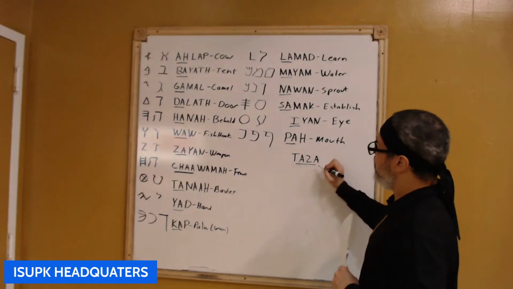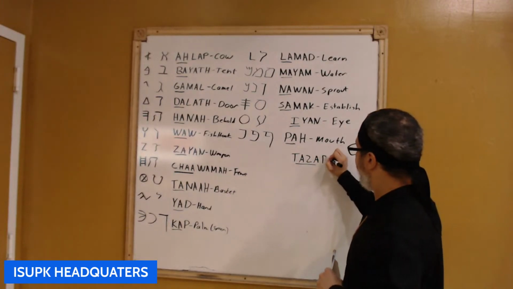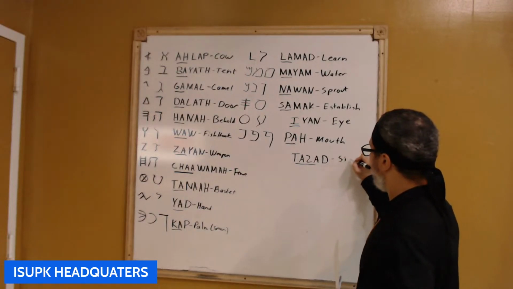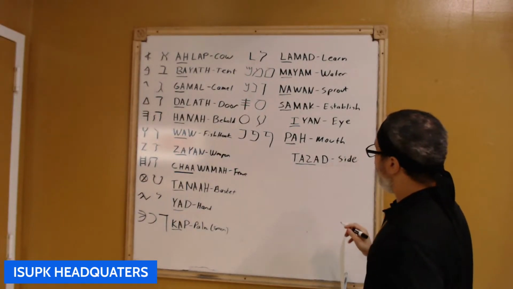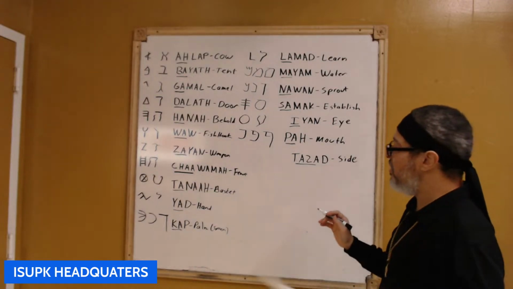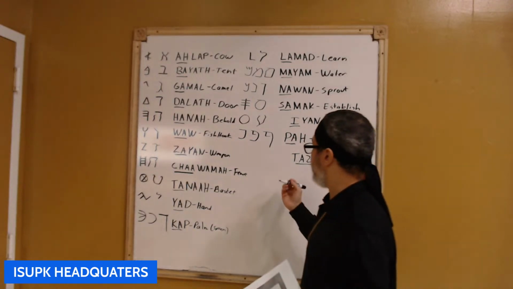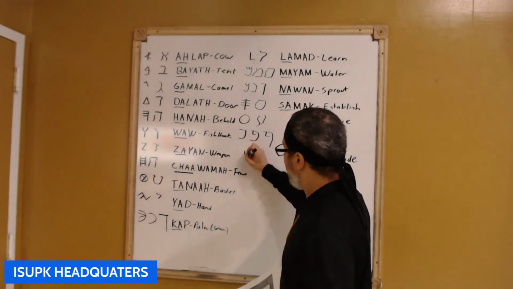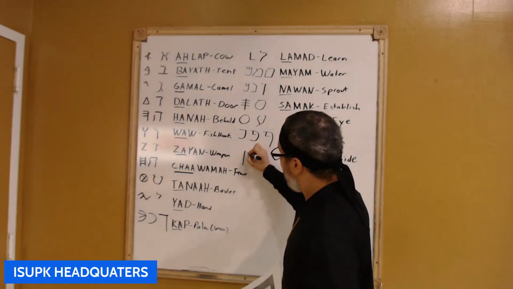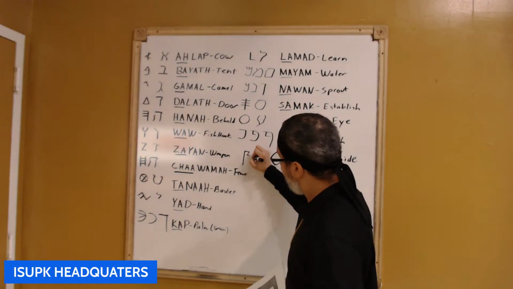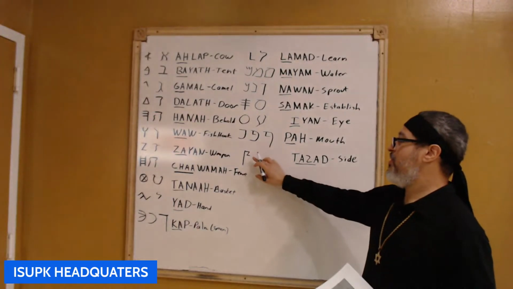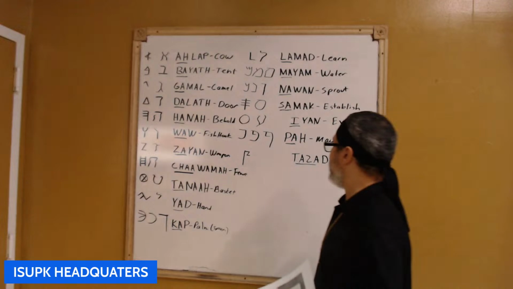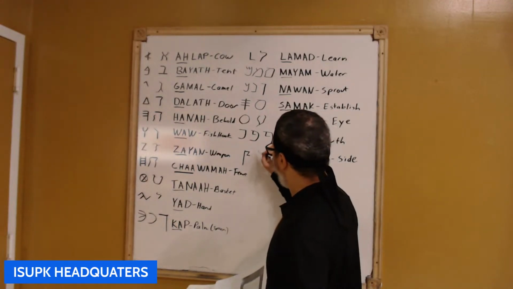The taza is actually short for tazad, which means side. So I like to think of this as a man laying on his side. And how it's drawn in the ancient is a line down, then like the letter Z. So think of a guy laying on his side. Tazad.